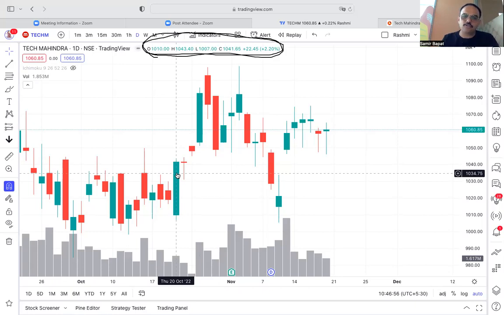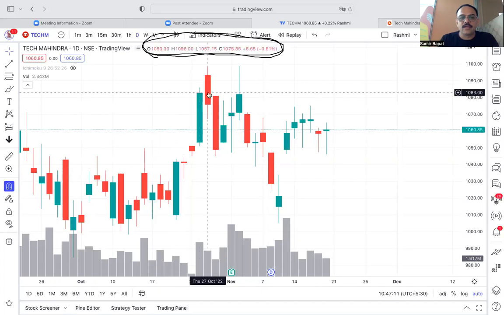Here, is the close price greater than open price on 20th October? I have put my mouse on 20th October. Is the close price greater than open price? Yes, hence it is a green candle. Now here, I have put my mouse on 27th October. What has happened on 27th October? Closing is greater than open or closing price is less than open price? Less or lower, right? Close is less than open.